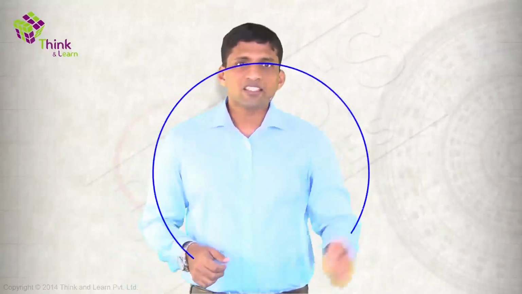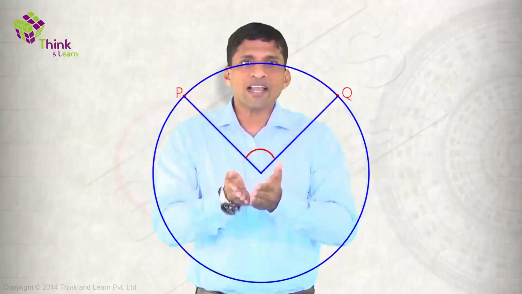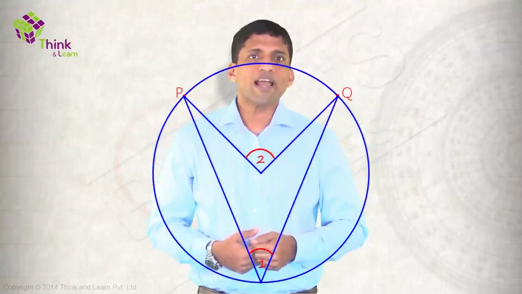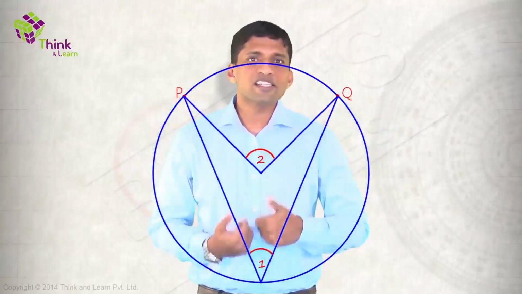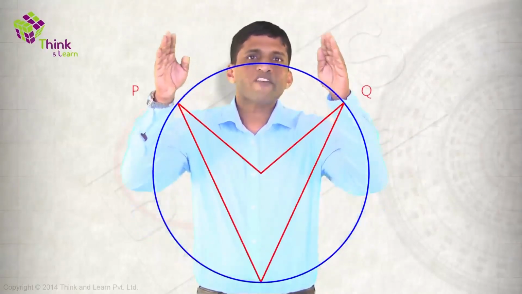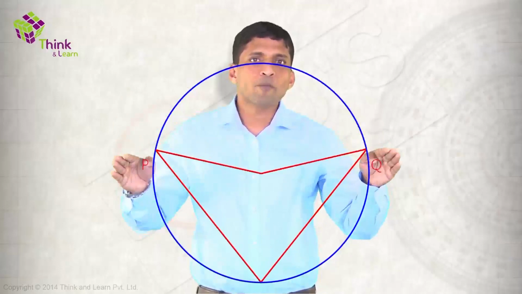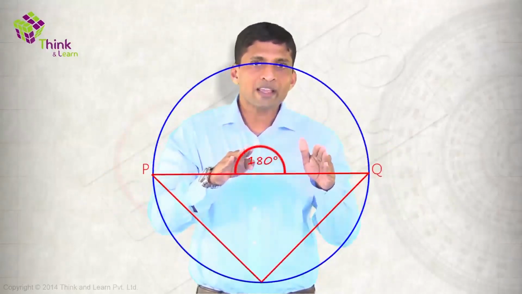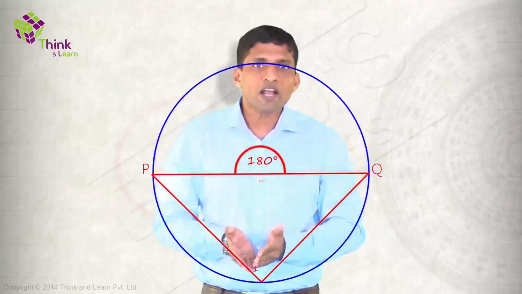So if I take the same circle where PQ is the arc, we know that this angle to this angle is 2 by 1, same 2 by 1. From this 2 by 1, let's see how we can get more properties. So push P and Q away from each other and stop at the point where PQ is the diameter. So this 2 will become 180. In that case, this 1 will become 90.